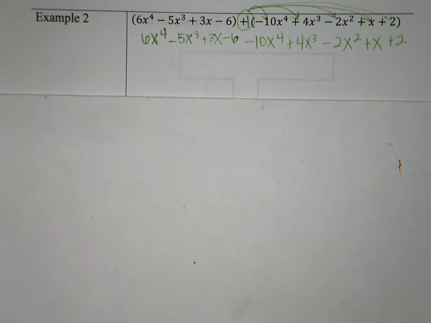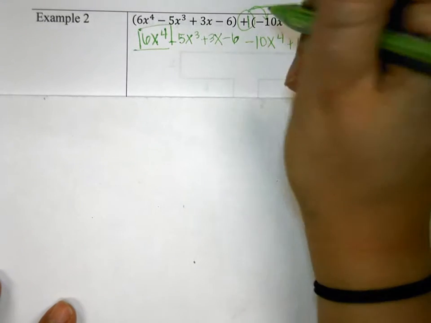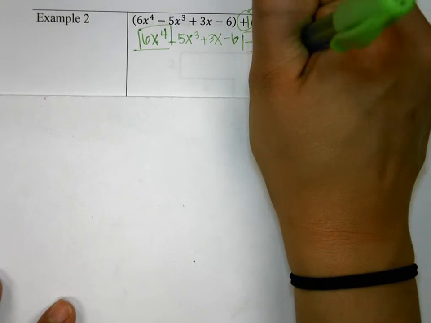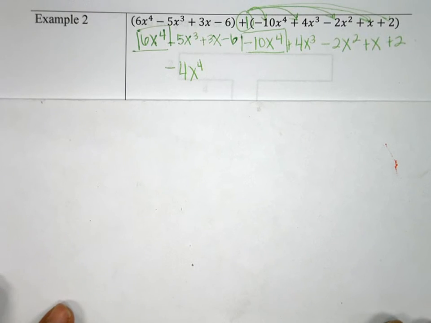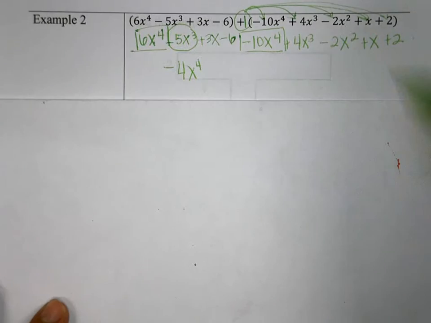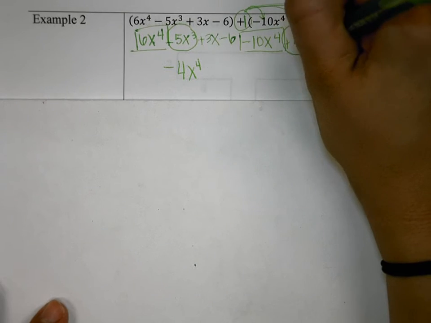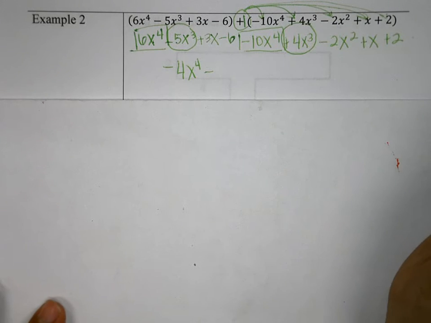So when we are looking at putting things in descending order, we always look at the exponents. So I want to look at my biggest exponent first, which in this case is x to the 4th. So I have 6x to the 4th minus 10x to the 4th. So that's going to give me negative 4x to the 4th. Now I want to look at my x to the 3rd. So I have a negative 5x to the 3rd plus 4x to the 3rd. So that's going to be minus 1x to the 3rd.